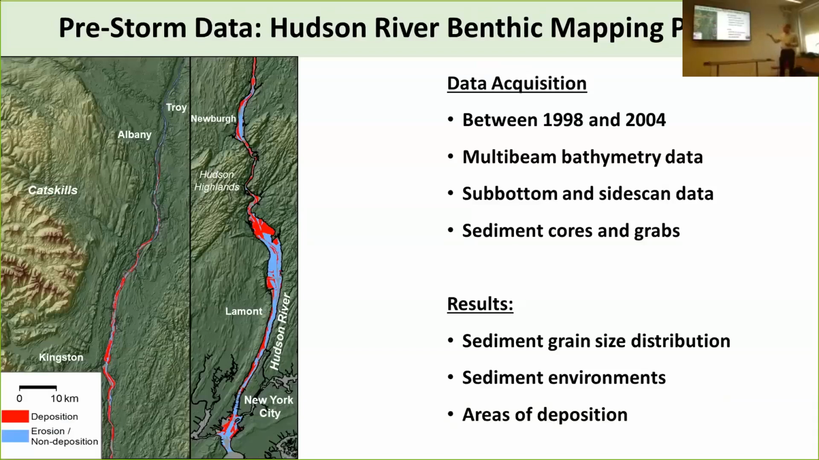And as a result, we had a very good idea what kind of sediments were distributed at the surface throughout the system, like mud and sand. We also identified different sediment environments, and especially areas of deposition, which are shown in red, where we thought, looking at the sediment, that it was basically depositional. We used those data as the baseline, and then collected a few new data to compare the differences.